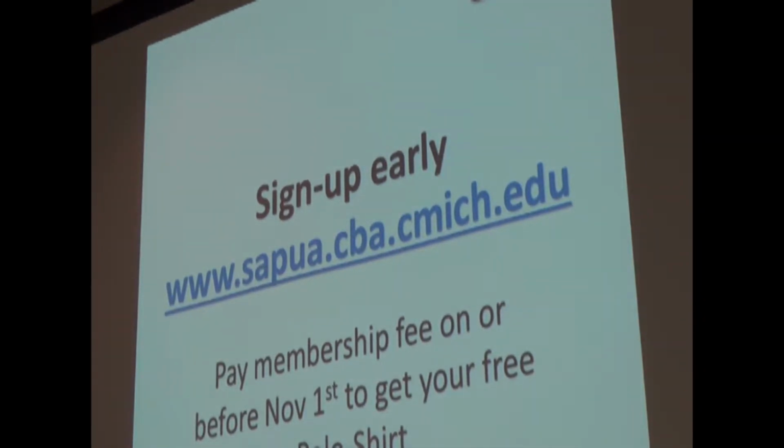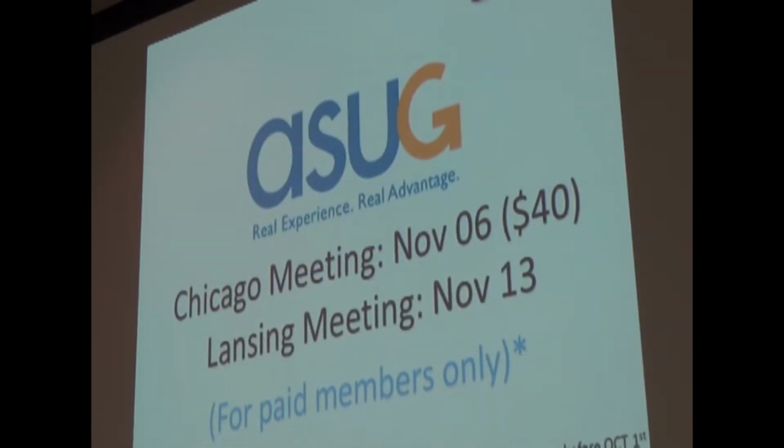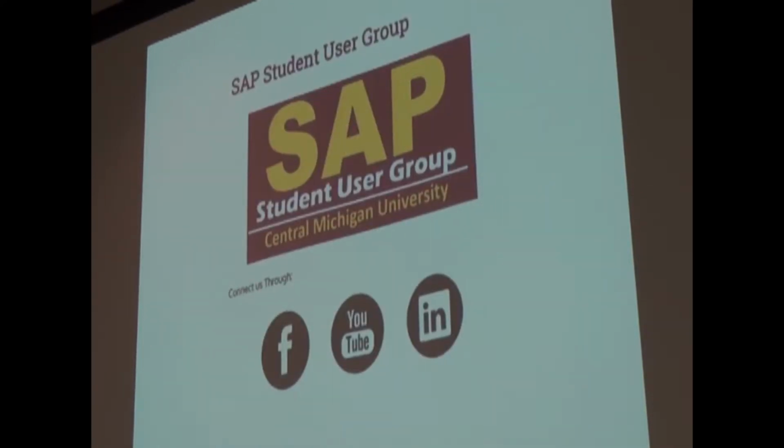First things first, sign up early. If you're not yet signed in to the SAP Student User Group, you can use this link to sign in. And if you haven't paid yet, you can pay before November 1st so that you can get your polo shirt. We also have a sign-in sheet for ASIP meetings, one for Chicago and Lansing. We're going to send you the detailed information about how you can register for these events, and that's only for the paid members.